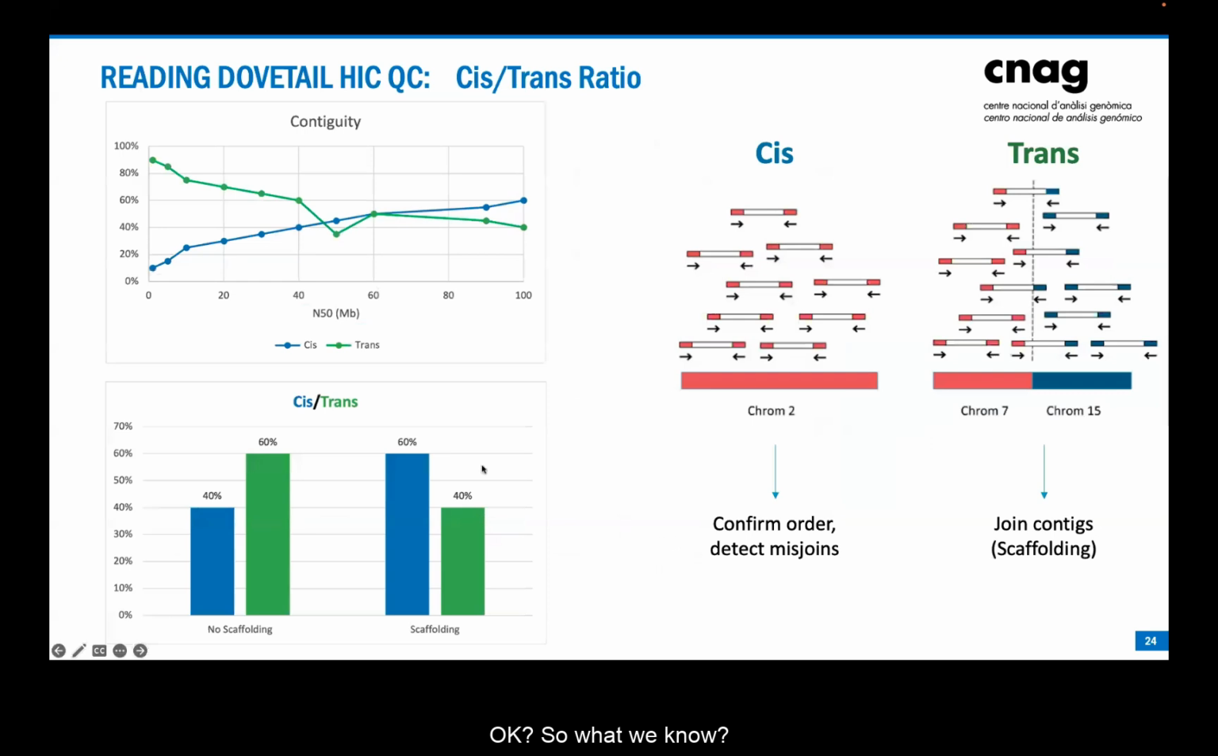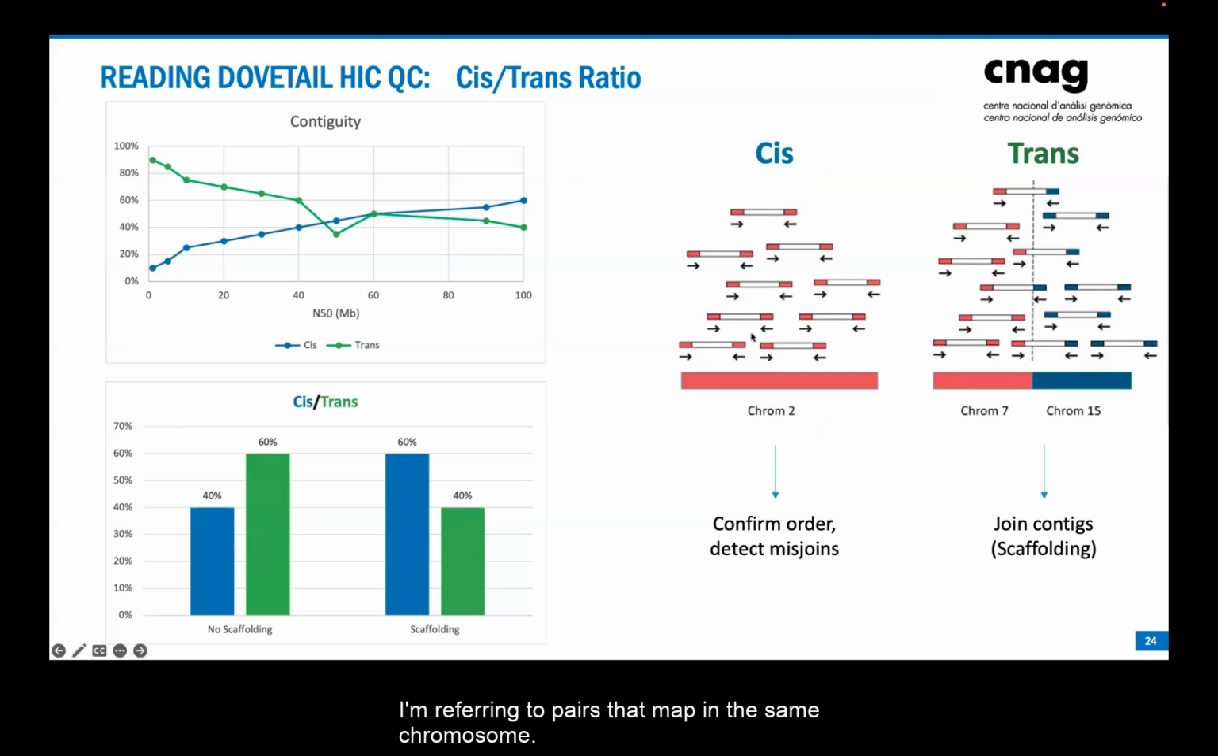So what do we know? We know that there's an inverse relationship between the proportion of trans pairs and the contiguity of the genome. So normally we expect that when we have a high chromosome-level assembly, we will have a higher proportion of cis and a lower proportion of trans. That's what we see in this example. Before scaffolding, we have 40% cis, 60% trans, and the opposite after scaffolding. Normally they revert.